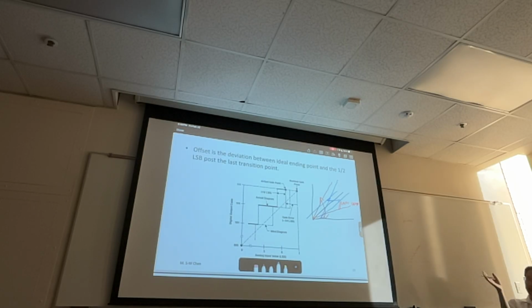All these are so-called static specs. It doesn't matter whether I send in a ramp or sine wave. Usually we're sending very slow. Actually, I forgot to mention that about the sine wave. Even if you send in a sine wave, we send it really slow. Why? Because I need to collect enough samples per level. So a really slow sine wave, just like the very slow ramp. That's why we call that static spec. Static, low frequency.